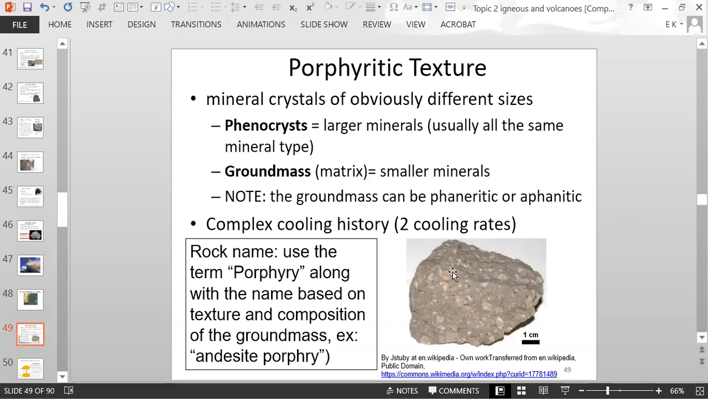Okay, and then that brings us to a porphyritic texture, where mineral crystals of obviously different sizes are in the same rock. So you have phenocrysts, which are your larger minerals. Usually those are all going to be the same mineral type within the rock. Then the ground mass, or the matrix, has the smaller minerals. The ground mass can be either fine-grained or coarse-grained, or phaneritic or aphanitic. So it could be either, depending on the rock.